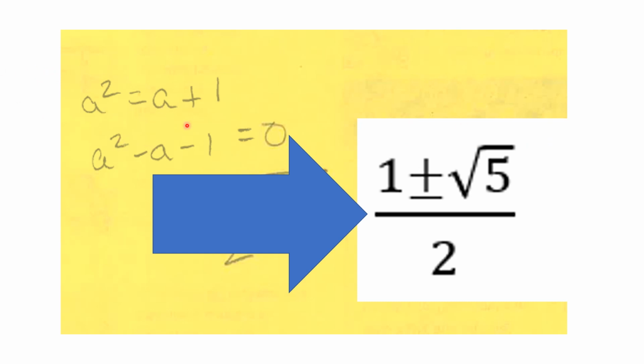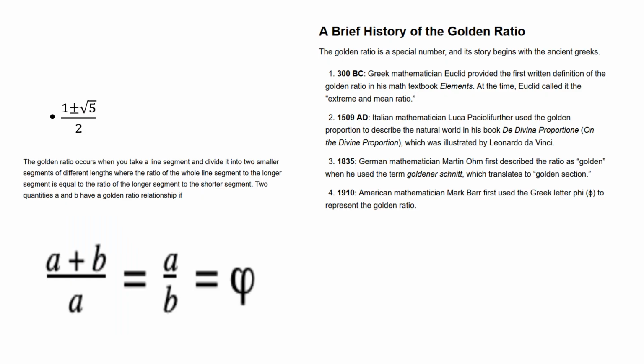And we get a squared is equal to a plus 1, and that means a squared minus a minus 1 is equal to 0, and that means that these are the two values for a. A can be 1 plus or minus the square root of 5 over 2. And that actually is the golden ratio, and here's some additional information that you may want to familiarize yourself with. This is a very famous number.